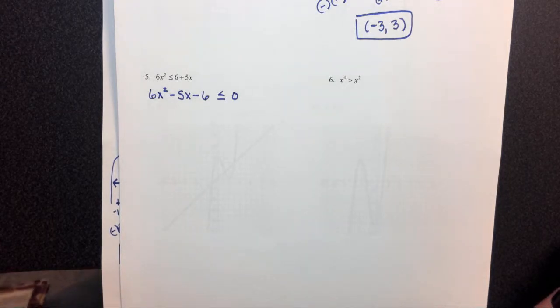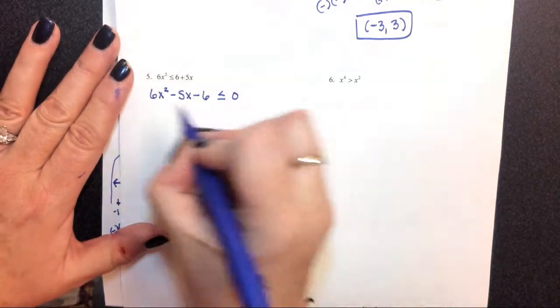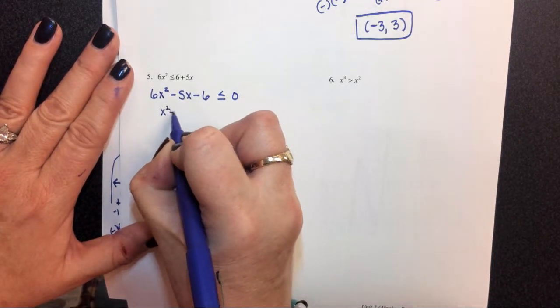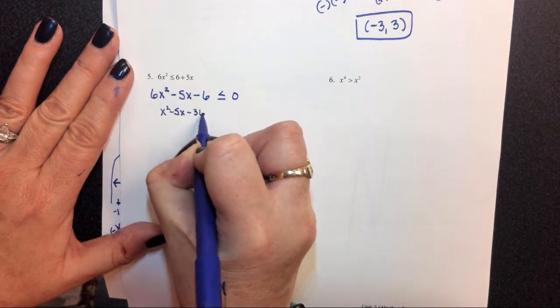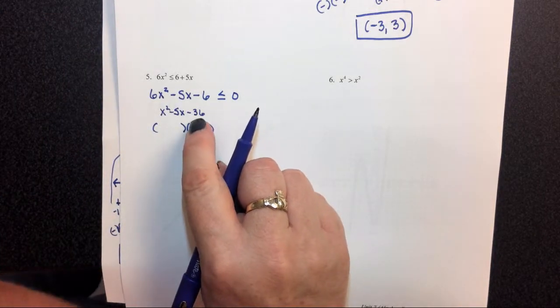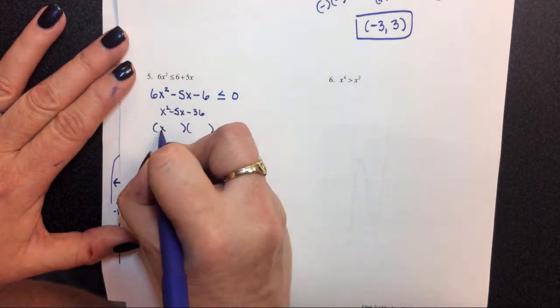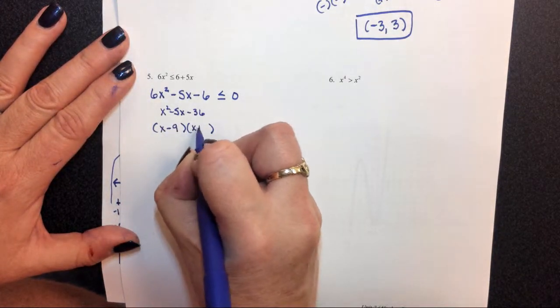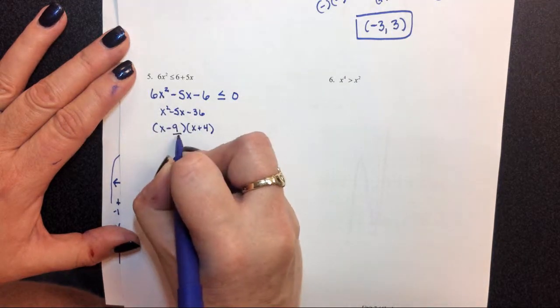So now I have to factor this. So slide and divide, or just do whichever technique you use. If I do slide and divide, it'll be x squared minus 5x minus 36. So factors of -36 that add together to give me -5 will be a minus 9 and a plus 4. Divide by your 6.